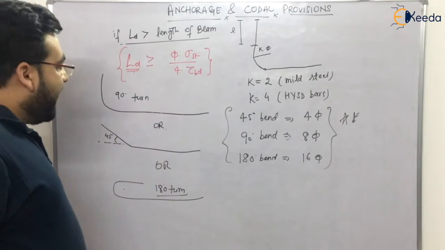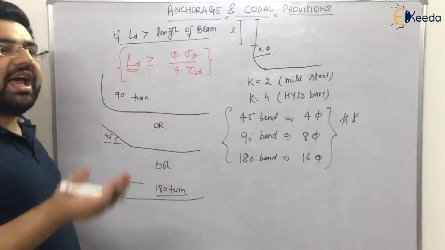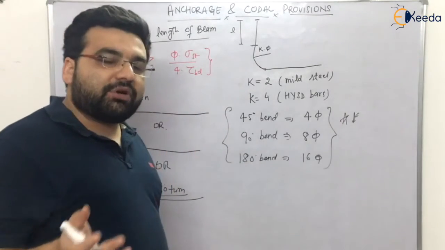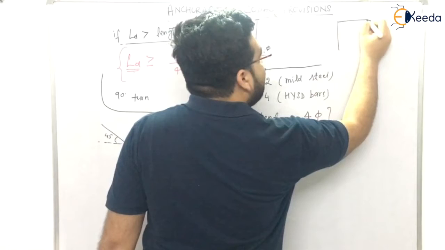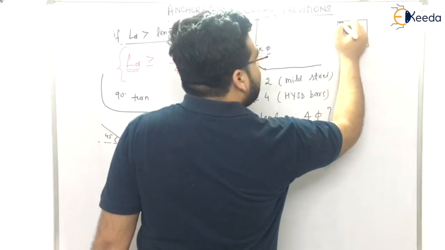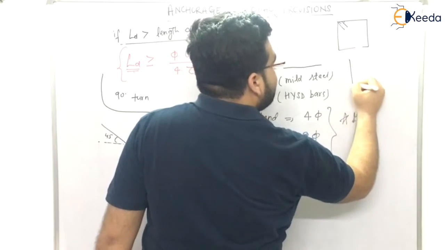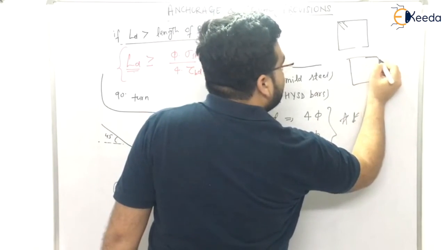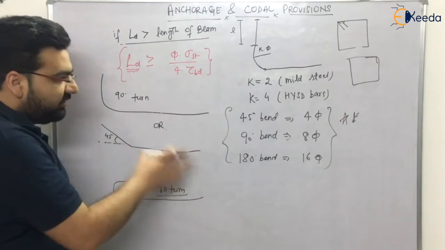This was the anchorage when you have your main reinforcement. Similarly, you can have shear anchorage also. That is not important from the GATE point of view. Let us say that these are the shear stirrups. There also you can have anchorage. But that is not important. The important one is this one.